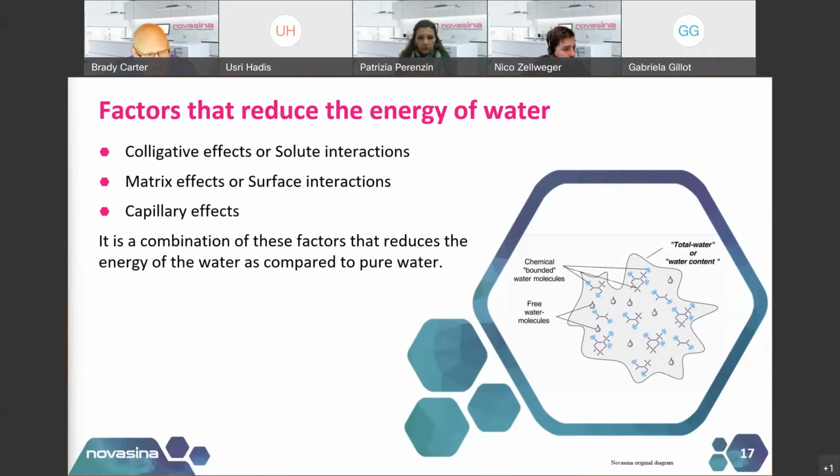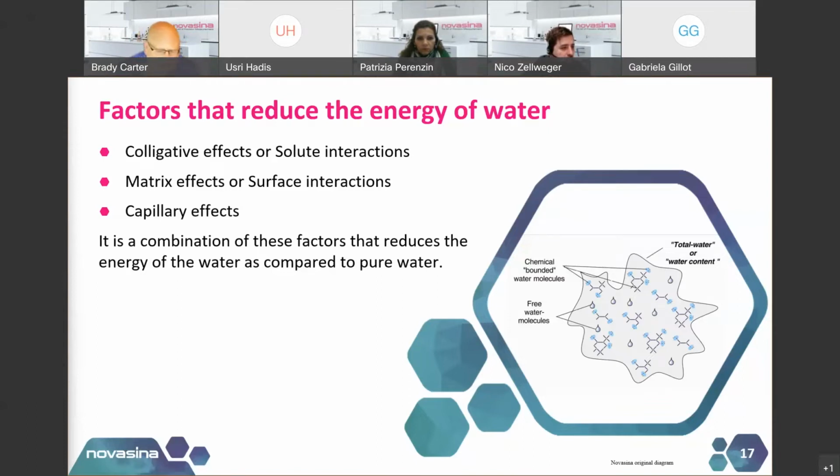Now, there are some other effects called colligative effects and capillary effects that also can reduce the energy of water. They're not as big of factors in a product like pharmaceuticals, but they do play a role. Colligative effects is simply the fact that if you put a solute in water, then that solute's presence by itself is going to reduce the probability of a water molecule escaping into the vapor phase, which will then cause a reduction in water activity. However, those effects are not having a direct impact on the actual chemical potential energy, it's just impacting the ability of water molecules to escape. They don't play as big a role in the things that we see water activity impacting.